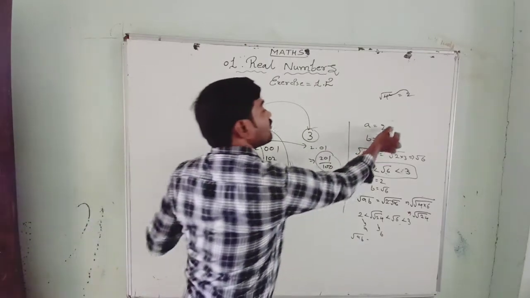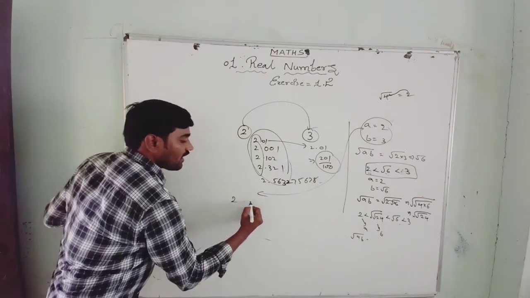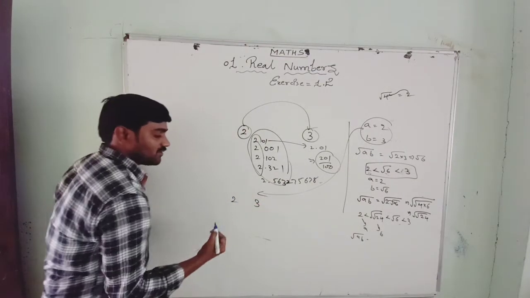Or else there is one more process for this. See here, here 2 and here 3. These two numbers are given.